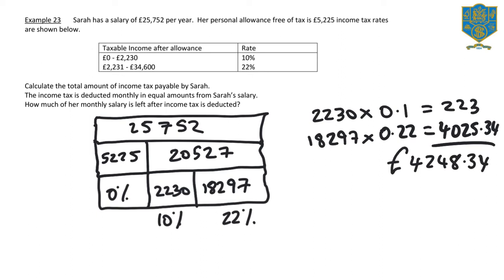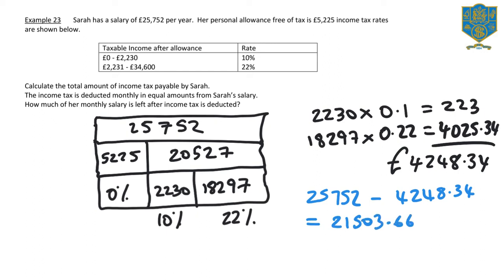So then tax is deducted in equal amounts. So what we can do is subtract her tax from her total income. So 25,752 minus £4,248.34. That's going to give us her net salary. So that's £21,503.66. And if you divide that by 12, we'll get her monthly income after tax. And that's £1,791.97.